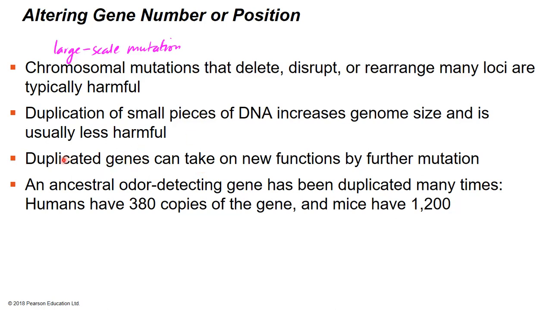Okay, and we looked at an example of how the alpha and beta globin gene families originated from one ancestral gene that underwent duplication, mutations, and transposition.